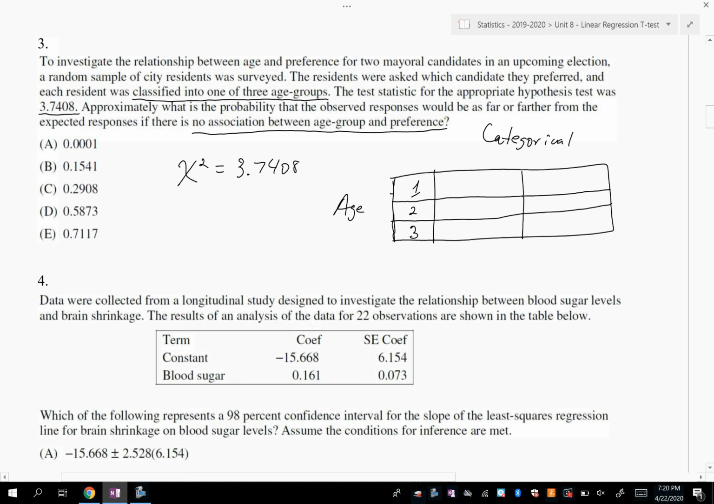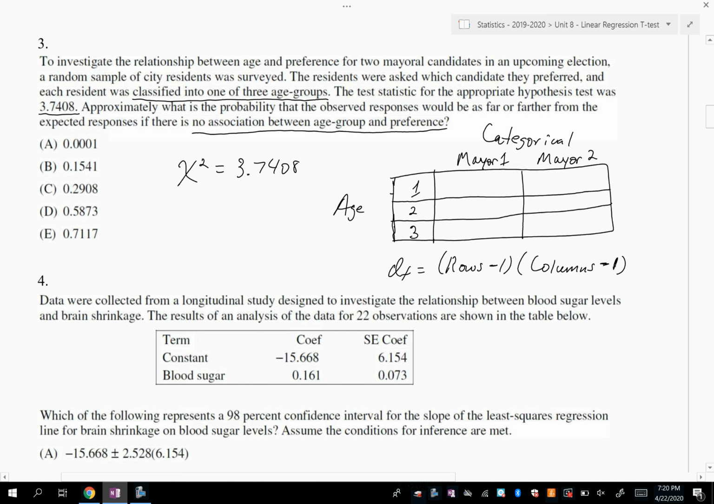So in this one, they've got mayor 1, or candidate 1, I guess I should have said, and mayor candidate 2. So when you find the degrees of freedom, it's always going to be rows minus 1 times columns minus 1. And that order doesn't matter. You can write columns minus 1 times rows minus 1.